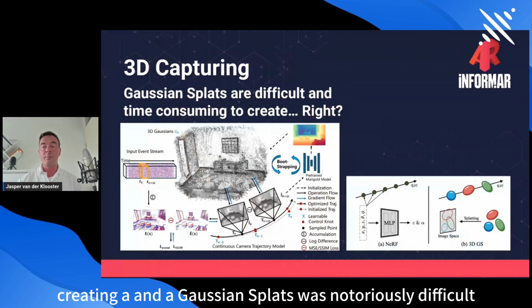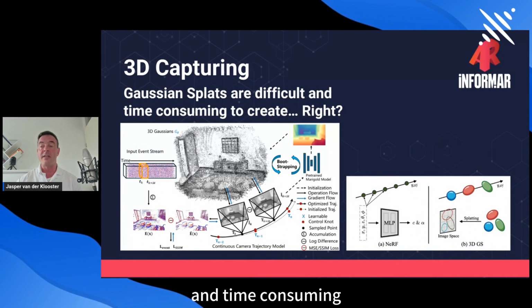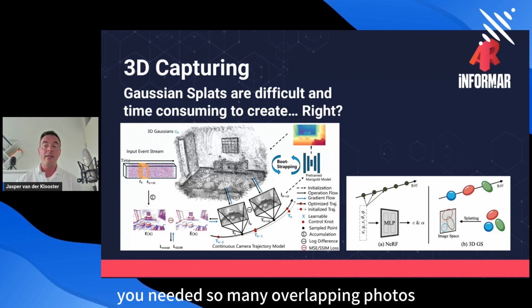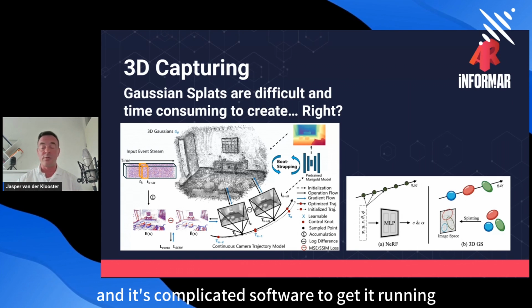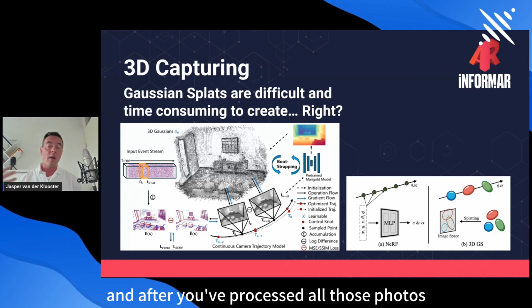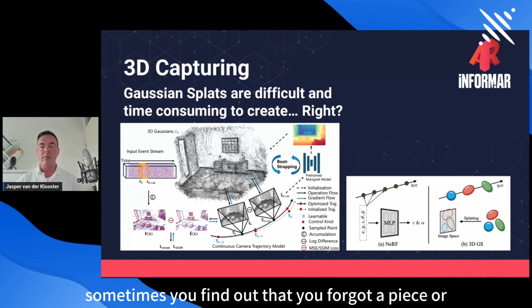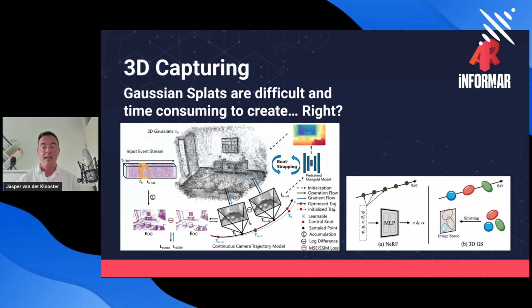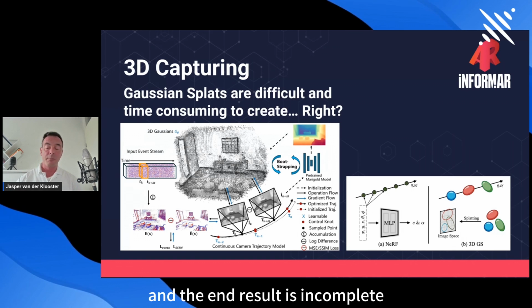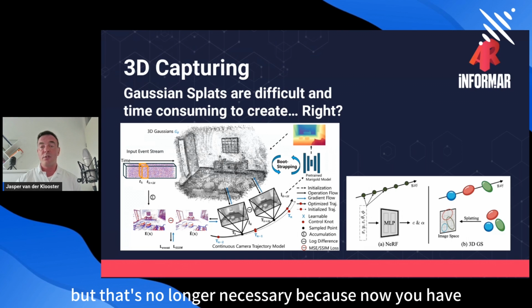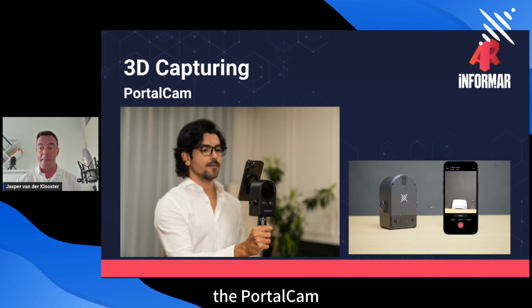Creating a Gaussian splat was notoriously difficult and time-consuming. You needed so many overlapping photos, and it's complicated software to get it running. And after you've processed all those photos, sometimes you find out that you forgot a piece and the end result is incomplete. But that's no longer necessary because now you have the portal cam.